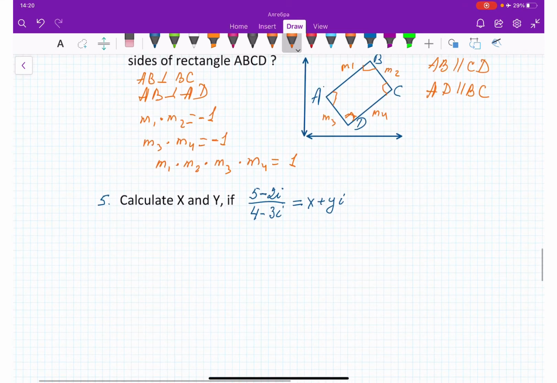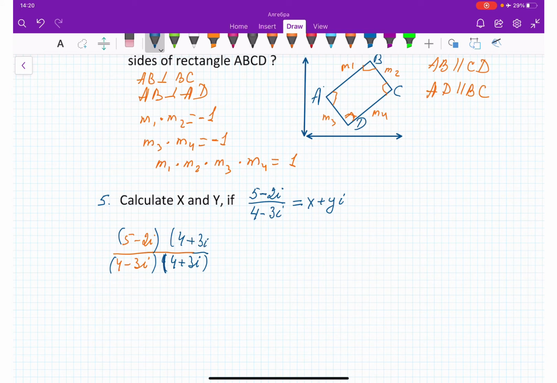Okay, question number 5. We need to calculate x and y. Okay, let's do it. We have 5 minus 2i over 4 minus 3i. We need to get rid of i in the denominator. So what am I going to do? I'm going to multiply here by 4 plus 3i. It's like I had A minus B, and now I'm multiplying by A plus B. And the same thing accordingly here, 4 plus 3i.